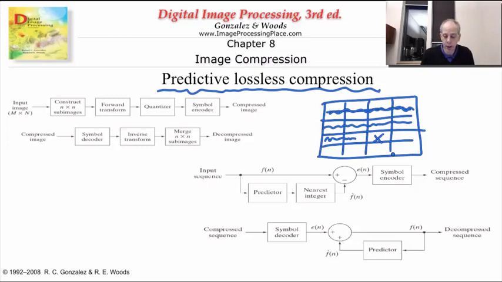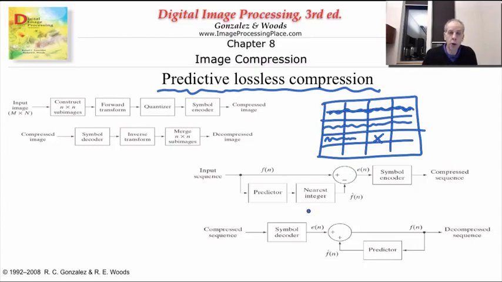So a lot of the art in predictive lossless compression is in designing your predictor such that the error is as small as possible all the time. Hopefully it's zero. If you're great in predicting, it's going to be always zero, and it's going to be able to compress a lot. But at least it's going to be very, very close to zero if you're doing smart predictors.